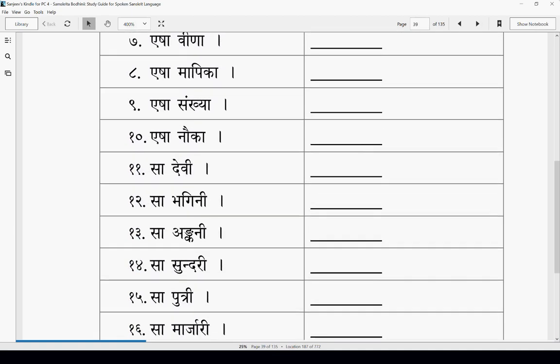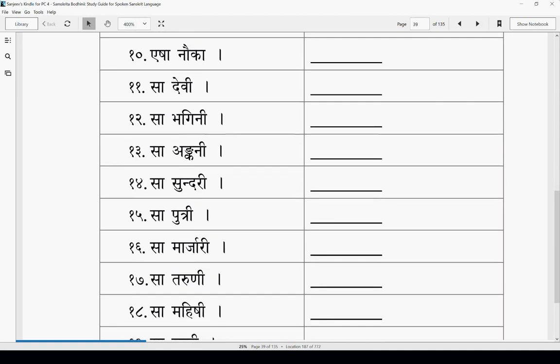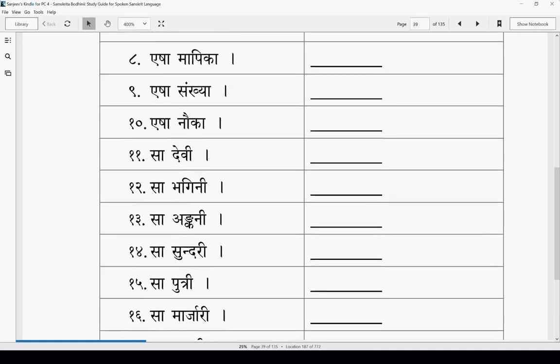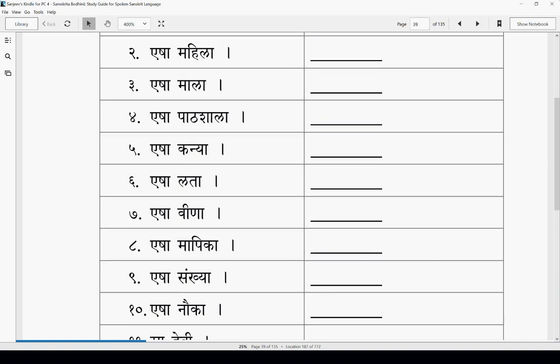Nauka means boat. Naukaha. Sanjeev ji, Shala, is it used with other words too? No, Pathashala. No, just Shala. In your book? Maybe I revised it. Shala is fine. Shala means hall, just hall. Pathashala is school here.